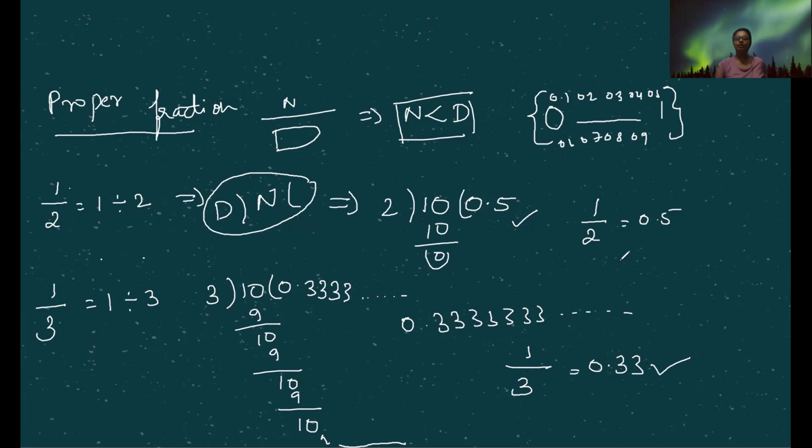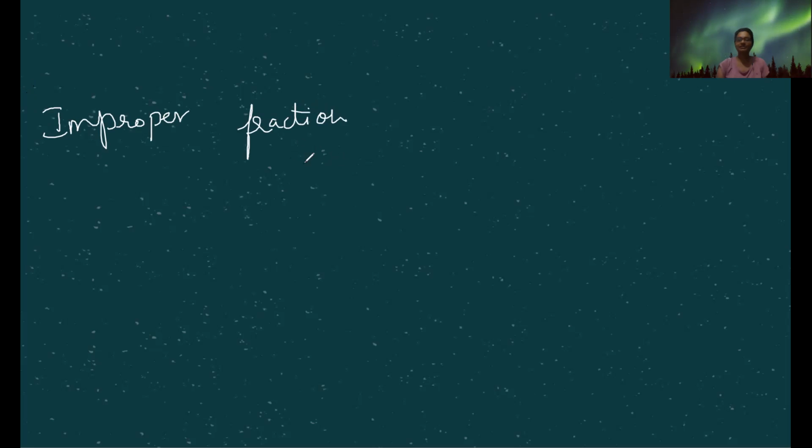So here you saw that the answer is restricted between 0 and 1. It will not cross 1. So 0.5 is in between 0 and 1. 0.33 is between 0 and 1. The answer will not cross 1. It will be between 0 and 1. Great. So this is about proper fractions. Let's talk about improper fractions. How to change improper fractions into decimals.